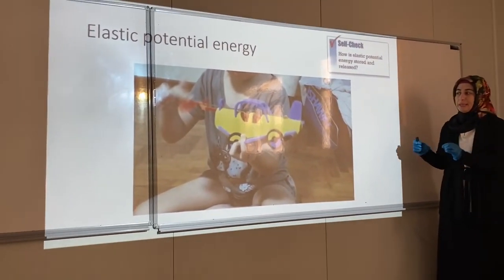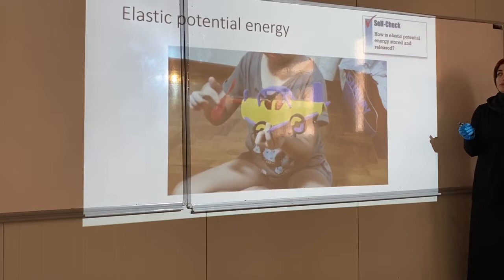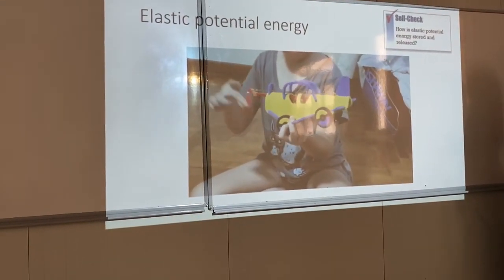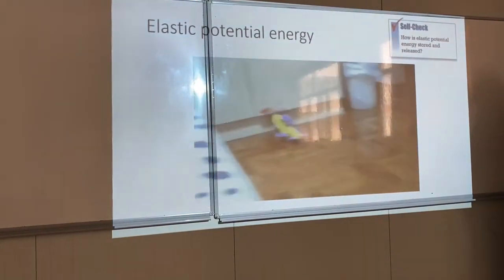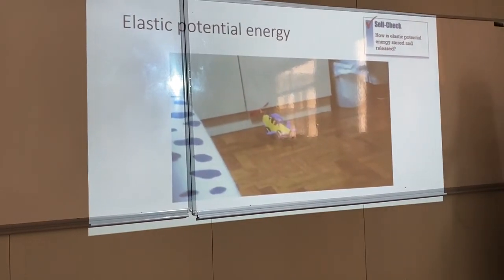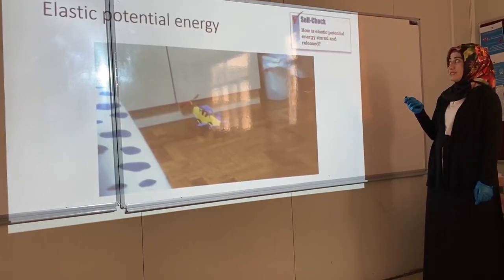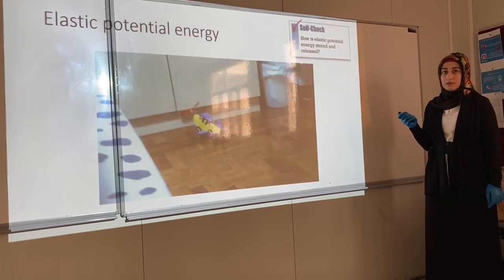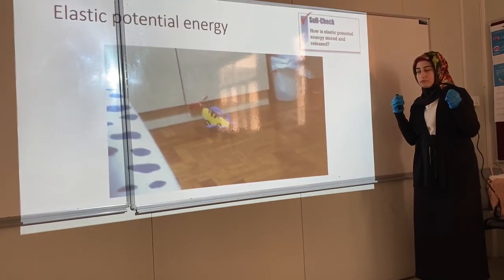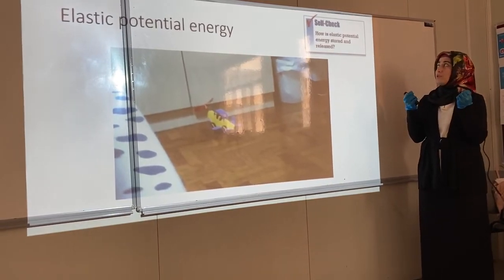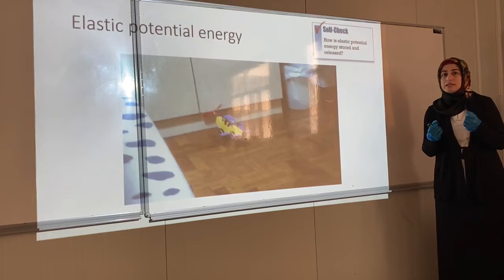When he stopped and let the toy go, it released the potential energy. So, for example, you may have a question like this: How is elastic potential energy stored and released? You can store elastic potential energy, for example, by stretching a rubber band. Stretching a rubber band is the storage of elastic potential energy. If you let it go, that is the release of elastic potential energy.